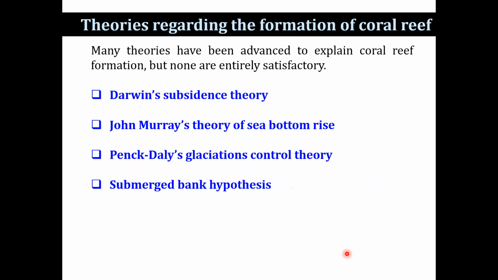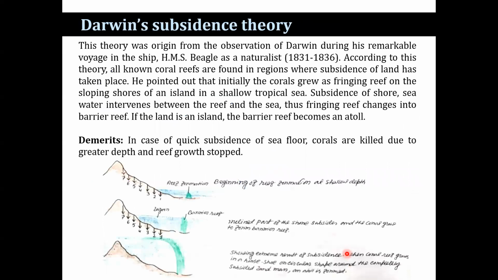So there are many theories: Darwin's subsidence theory, John Murray's theory, Penck-Daly's glaciation theory, and the submerged bank hypothesis. The first theory is the subsidence theory. The theory originated from Darwin's observations during his remarkable voyage on the ship HMS Beagle. According to this theory, all known coral reefs are found in regions where subsidence of land has taken place.